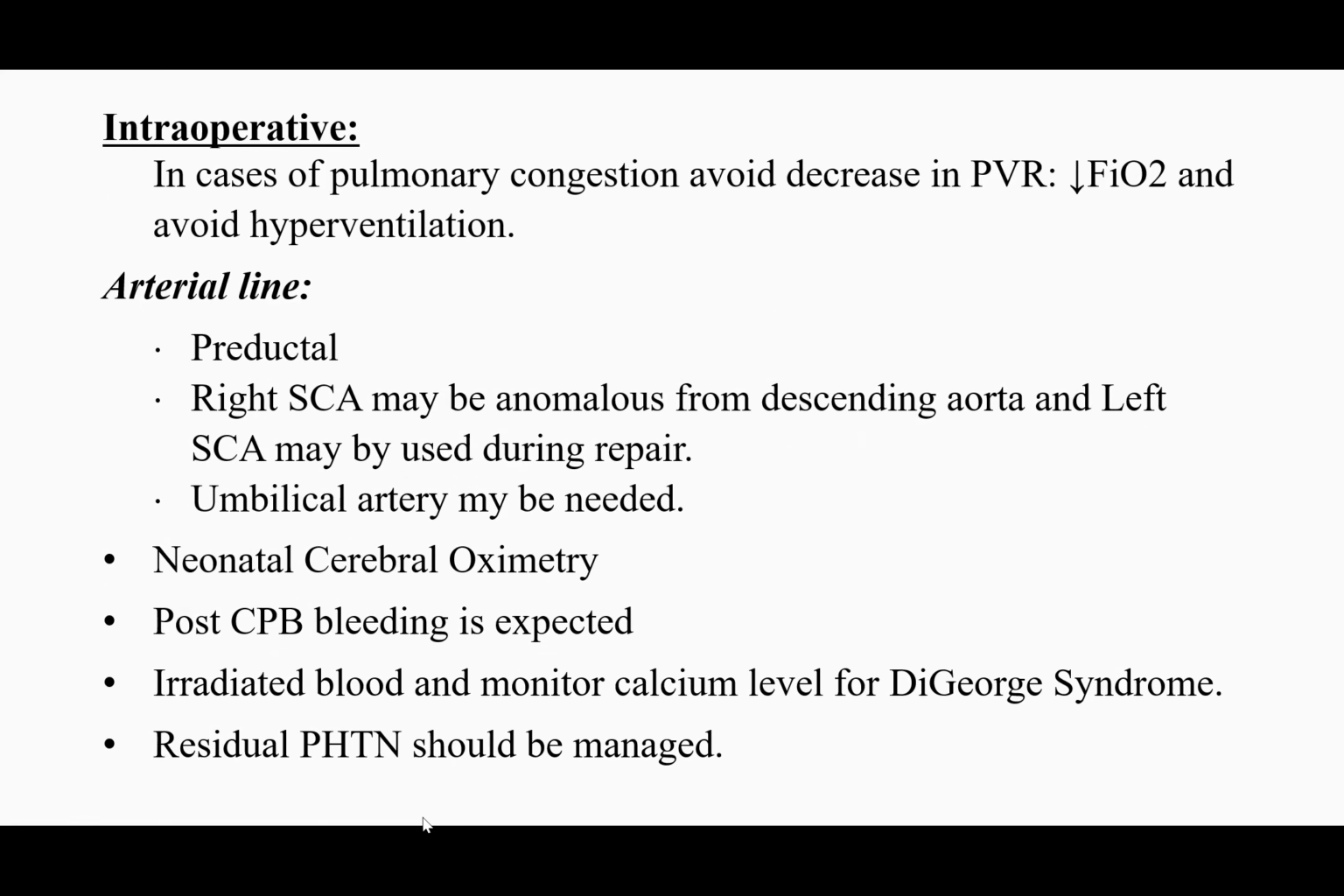Intraoperatively, in case of pulmonary congestion, avoid decrease in pulmonary vascular resistance, increase FiO2 and avoid hyperventilation. The arterial line should be preductal, usually the right radial artery or the right axillary artery. Right subclavian artery may be anomalous from the descending aorta, and left subclavian artery may be used during repair. So we should keep these in mind.